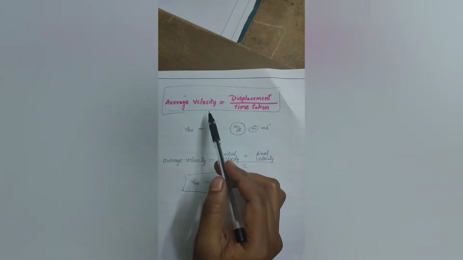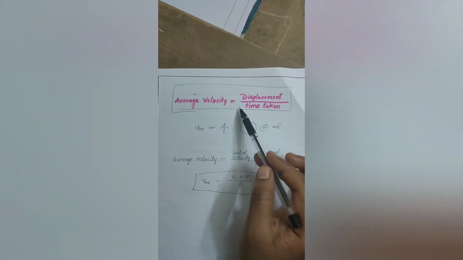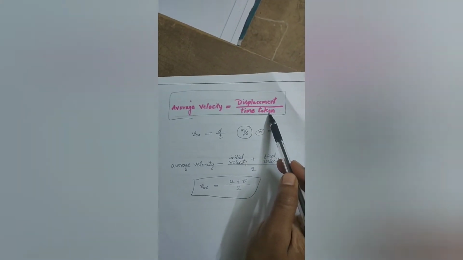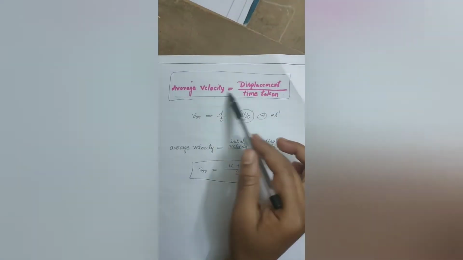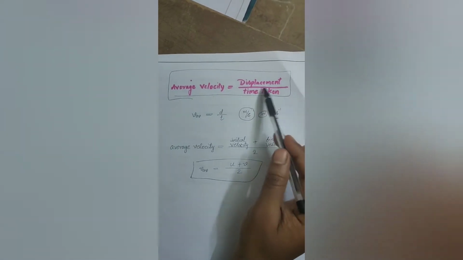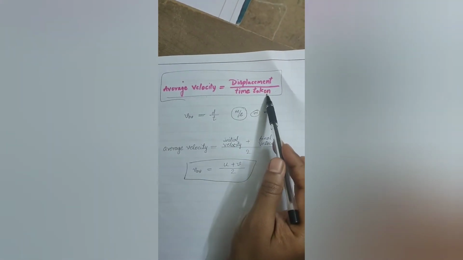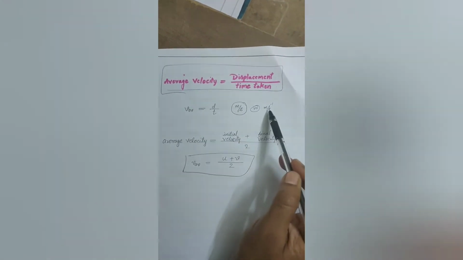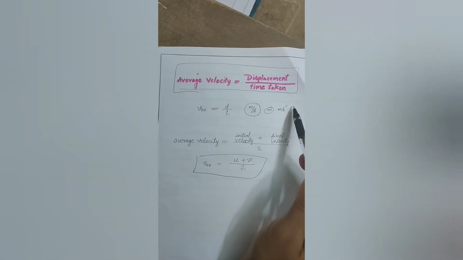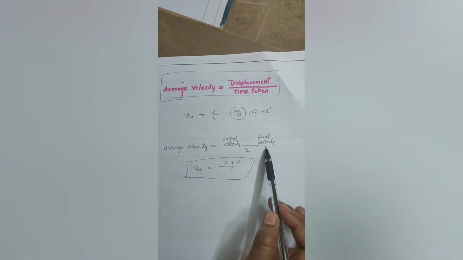Students, you already learned average speed in the last classes. Now I am going to talk about average velocity. There are two expressions for average velocity. The first expression is displacement divided by time taken. You know what displacement is from the previous class. Displacement is the shortest distance from the initial point to the final point. The SI unit of displacement is meter and the time taken is in seconds. That's why the SI unit of average velocity is meter per second, which can be written as m s^-1. The other expression is average velocity equals initial velocity plus final velocity divided by 2.